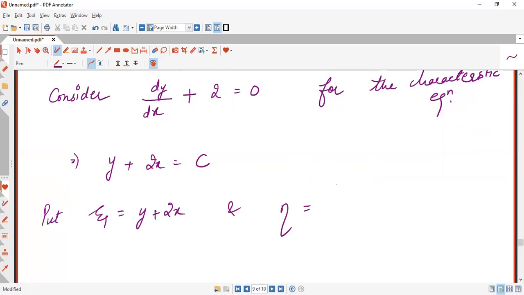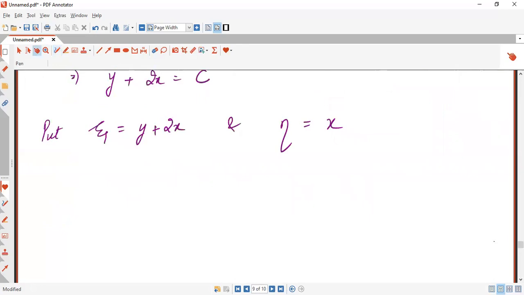But make sure when you find the Jacobian of xi and eta, it must be a non-zero value. Let's find, if we have put x over here, the Jacobian of xi and eta, what is this then? Del xi by del x, del xi by del y, del eta by del x, del eta by del y.